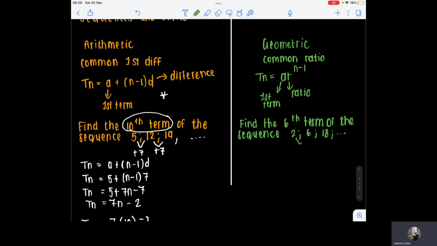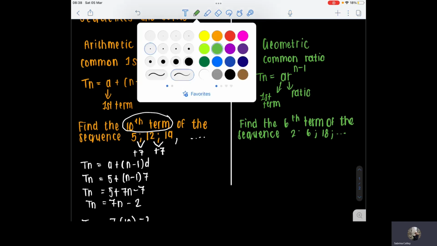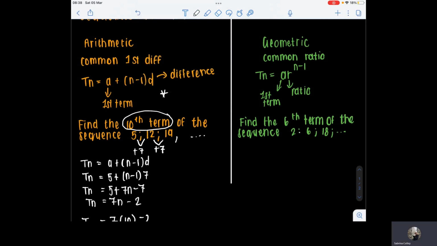So if I go 6 minus 2, that's 4, so I added 4 there. Let me just change the color so that you know what I'm doing. Then 18 minus 6 is 12, so add 12. And then they don't give me enough to see if there's a second difference. So let me try the ratio.